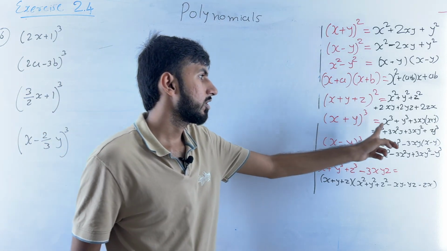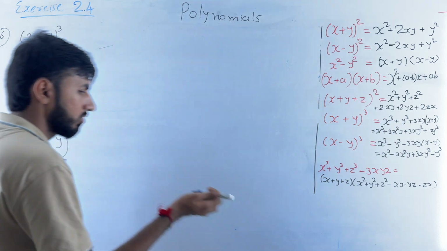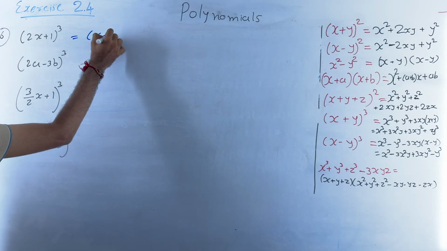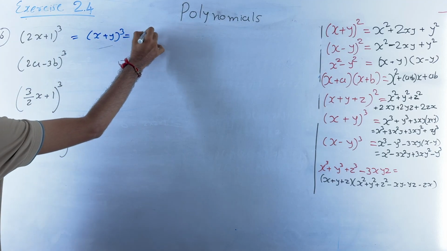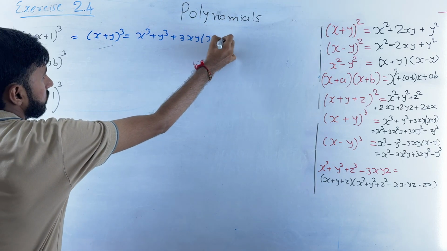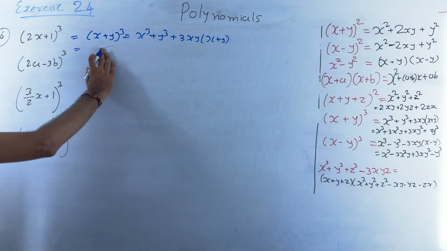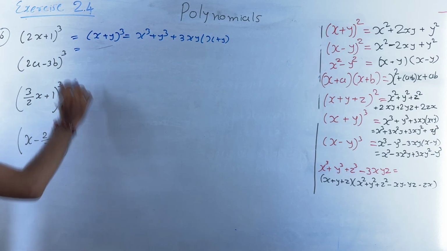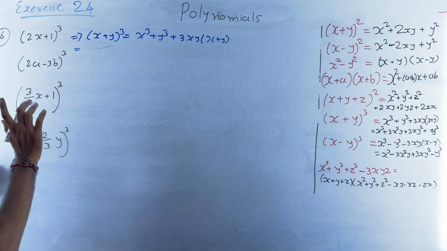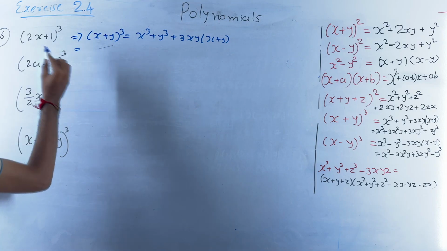So (x + y)³ means x³ + y³ + 3xy(x + y). So just write by using the identity: (x + y)³ is equal to x³ + y³ + 3xy(x + y). I will not write this identity in all the questions, right? You have to understand it, but you have to mention it in your exam.